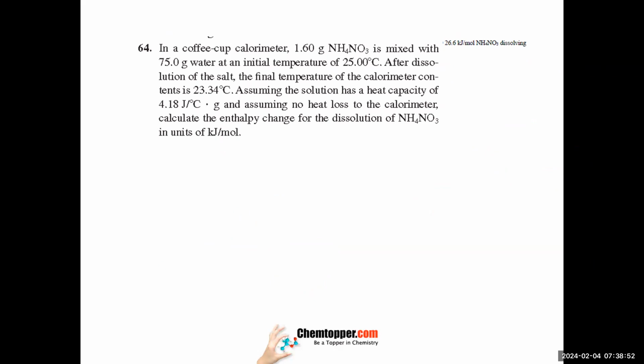Read the question carefully, very carefully. We are going to use these equations. It's a coffee cup. So we are clear that I'm going to use this equation Q H2O equals M C delta T. I'm going to use this equation delta H reaction is minus Q water over N. I need to know N of this.